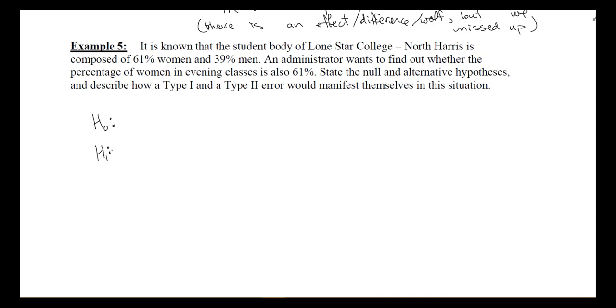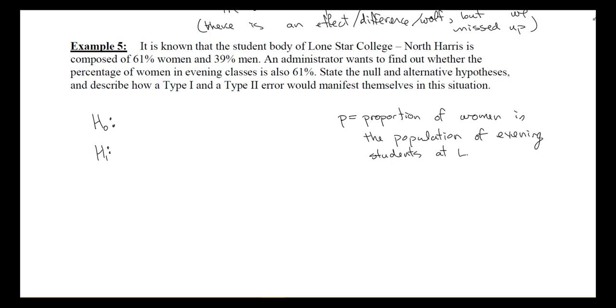Now this is a little bit different hypothesis test than what we have seen before. Because we're basically, you can see that that 61% is our benchmark, right? And so we're going to call that P, and we'll talk more about this in a later section. This is going to be the proportion of women in the population. So this is for the whole population. Of what particular population? Of evening students at this campus. Okay, and we call that with a lowercase p. And so our H0 and our H1 then are going to involve this lowercase p.